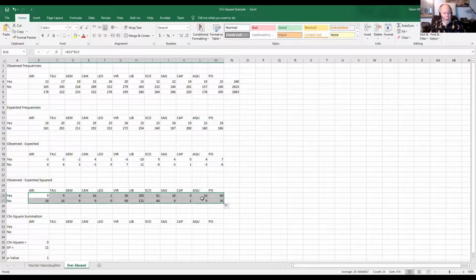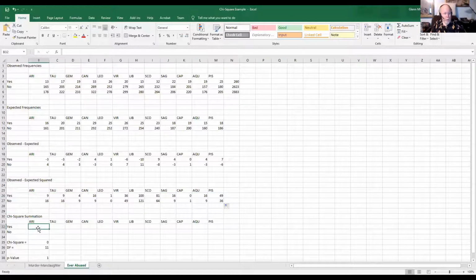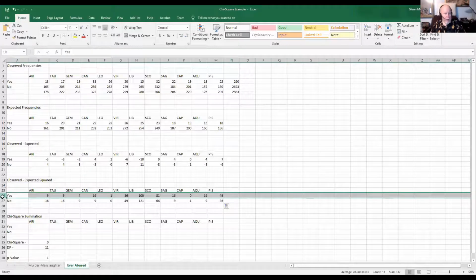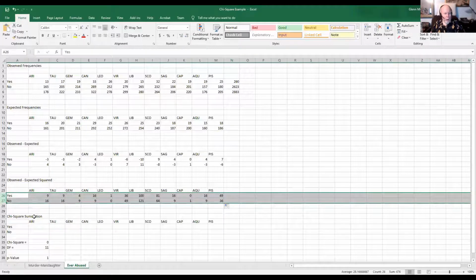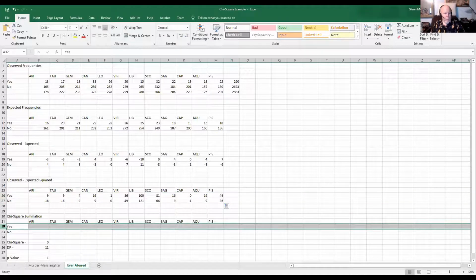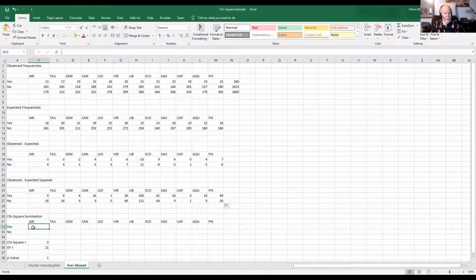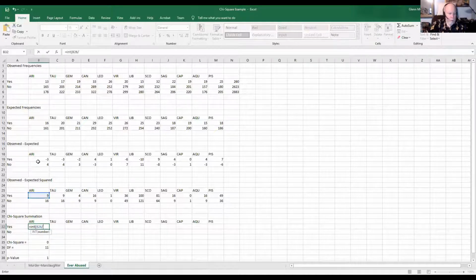Before I go to the final step, I'm going to have to change 0, and you'll see the reason why, and that is because I can't divide by 0 in the spreadsheet. So when I get down here, I'm going to actually have to change things. We're going to now take these values that we have here, and we're going to complete our chi-square summation. We're going to go in here and take this value divided by this value.